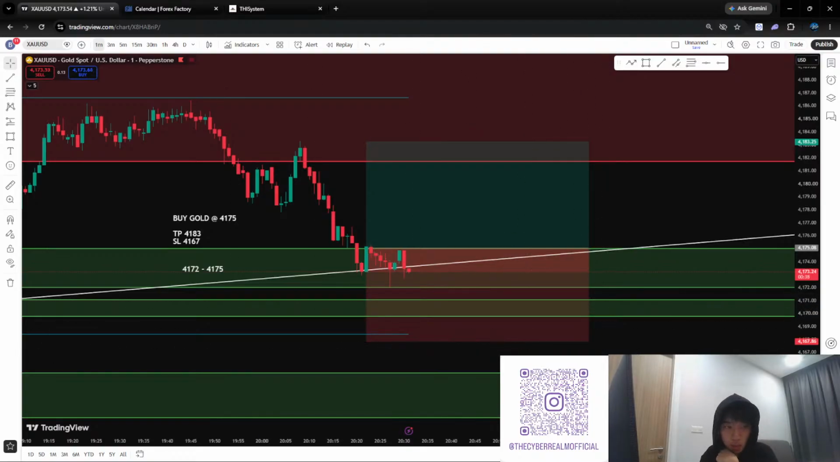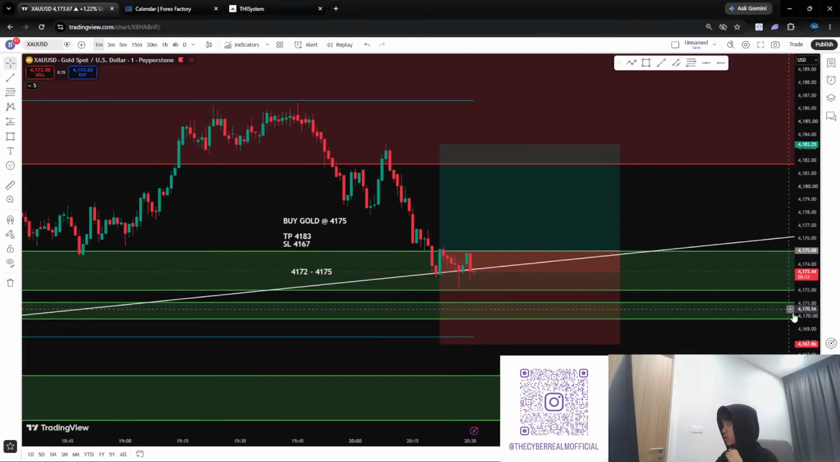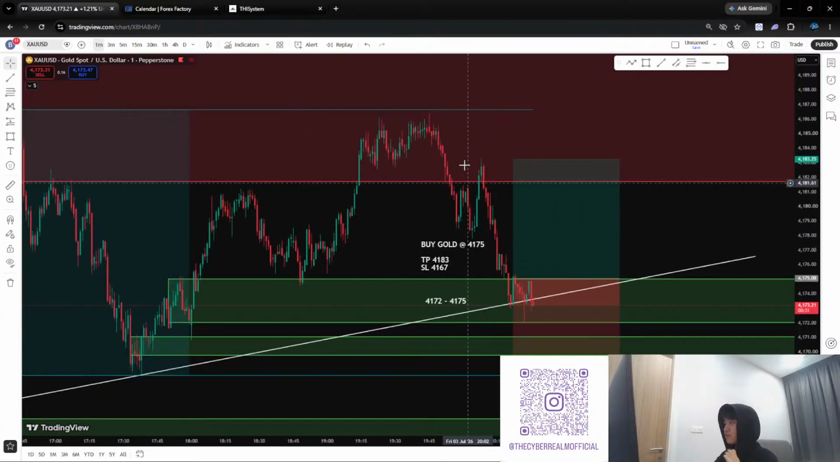Alright, price is not moving that much, but as we can see, our trade is entered. I've seen that many people want TP2. If you want TP2, then you just aim it to right here.